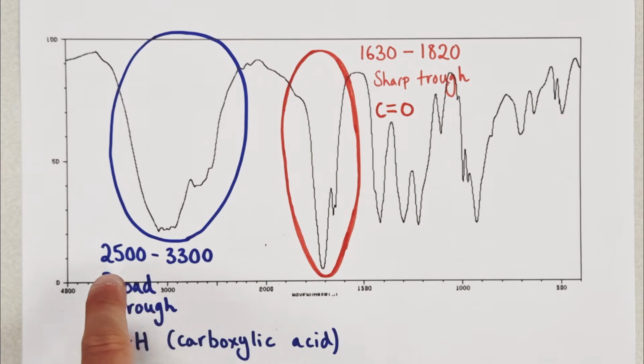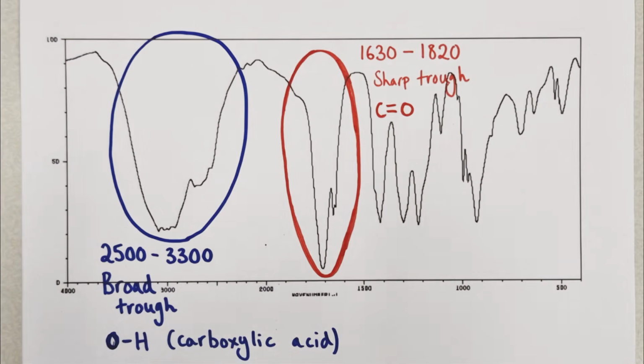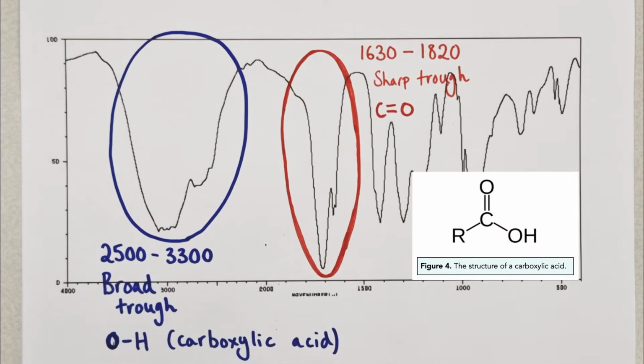Okay, so this peak between 2,500 to 3,300 centimeters minus 1, which is a broad trough, is indicative of an OH group found specifically in carboxylic acids. And actually, when we bring the two evidence points together, the sharp peak at 1,630 to 1,820 relating to a carbon double bond oxygen and the broad peak relating to the OH group, together that creates the functional group COOH, or a carboxylic acid group.